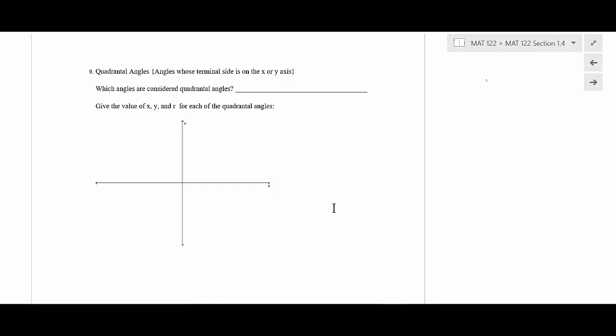Okay, next thing we want to do is talk about what a quadrantal angle is. So a quadrantal angle is an angle whose terminal side is on either the x or y axis. So your quadrantal angles are going to be 0 degrees, 90 degrees, 180 degrees. Remember, you're on an axis. 270 degrees, and so forth.